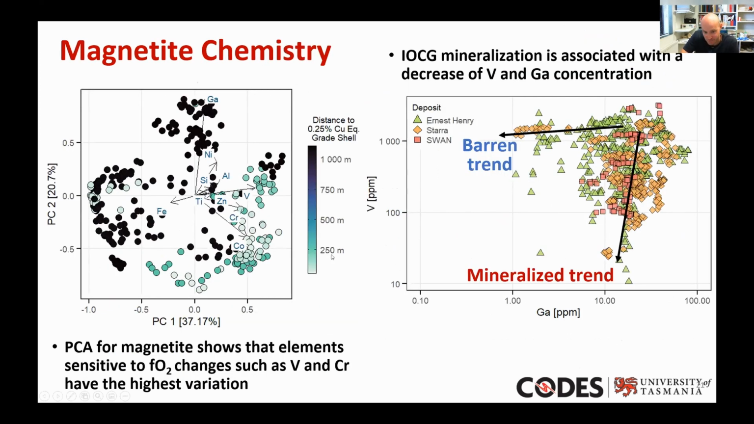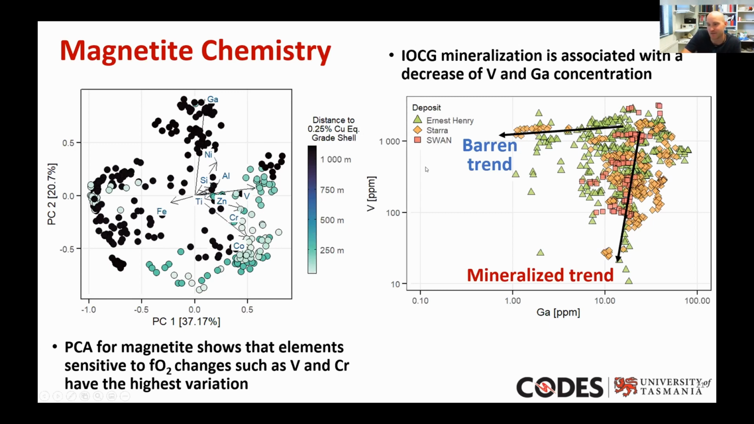Now look at magnetite. First here, it's the Starra magnetites. I've done a principal component analysis, and it pulls relatively well apart the magnetites which are far away from the mineralization in the darker color, and the brighter the spots are, the closer they are to the mineralization. And we see that mostly elements that are sensitive to redox conditions are the main discriminator in the PCA. For example, vanadium and chromium are strongly associated with the first principal component, indicating that Starra is mostly a redox-driven system.